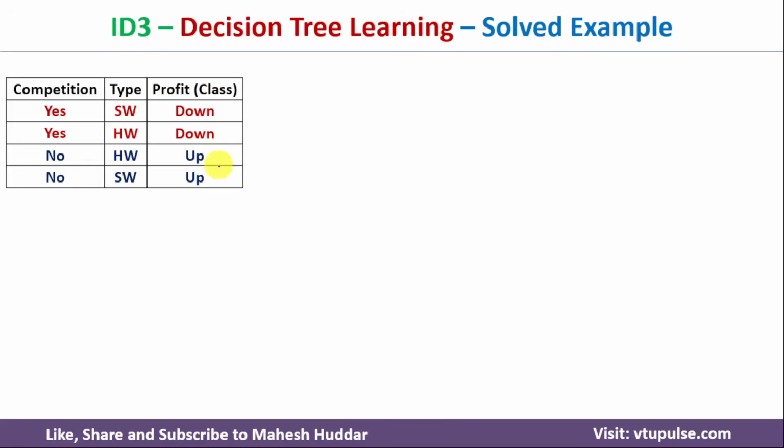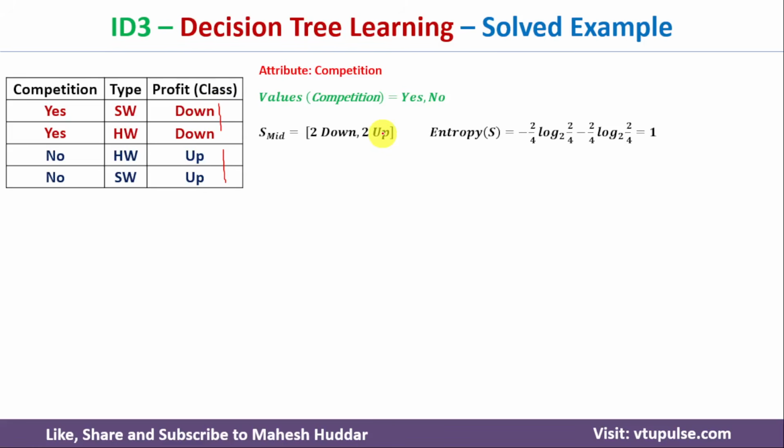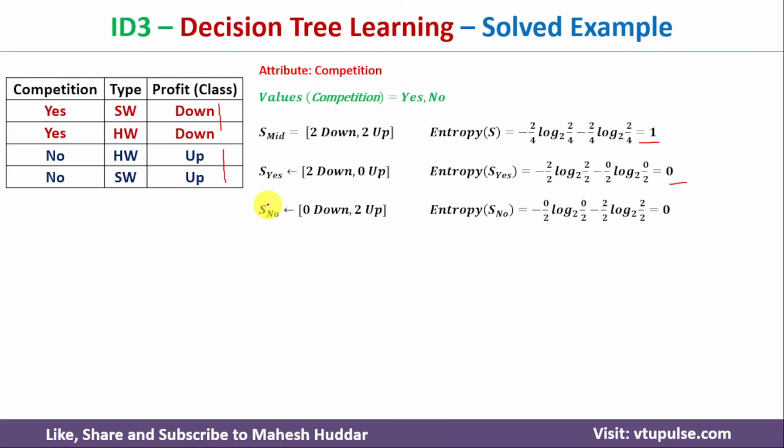For this data set, here we have total 4 examples and 2 attributes, that is computation and type, and profit is the target class. Again we need to consider the first attribute. In that we have 2 values, S and no. Before that we need to calculate the entropy for the entire data set. Here we have 2 down examples and 2 up examples. So entropy of the entire data set is equal to 1, and entropy for the attribute value S is equal to 0, and the entropy of the attribute value no is equal to 0.